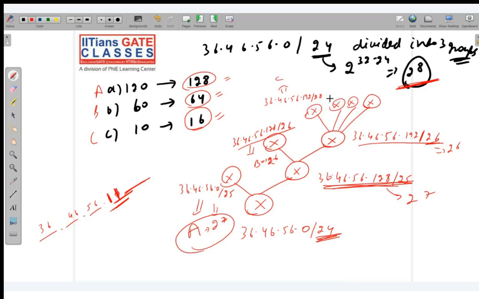So how will you start? Two more bits you have borrowed. Double 1 was there. If you put double 0, you will get 192. If you put 01, what will you get? 192 plus, see, these are 4 zeros, this is fixed. So 01 means 1 followed by 4 zeros, which is 16. So you add plus 16, 192 plus 16, so it will be 208. So you can give this also: 36.46.56.208/28.